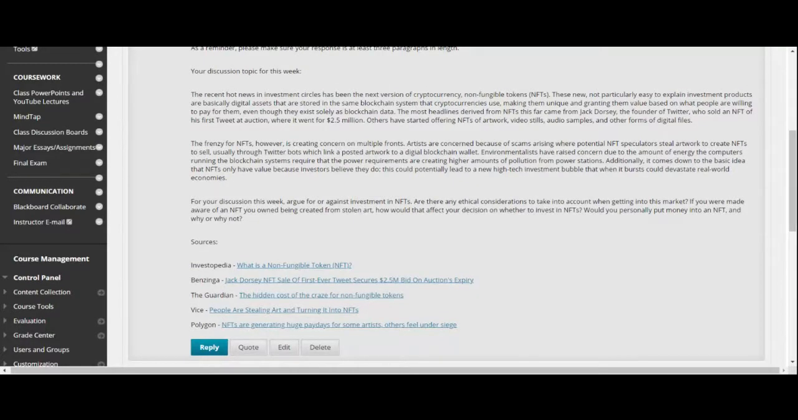First, the recent hot news in investment circles has been the next version of cryptocurrency, non-fungible tokens, or NFTs. These new, not particularly easy to explain investment products are basically digital assets that are stored in the same blockchain system that cryptocurrencies use, making them unique and granting the value based on what people are willing to pay for them, even though they exist solely as blockchain data. The most headlines derived from NFTs thus far came from Jack Dorsey, the founder of Twitter, who sold an NFT of his first tweet at auction, where it went for $2.5 million.